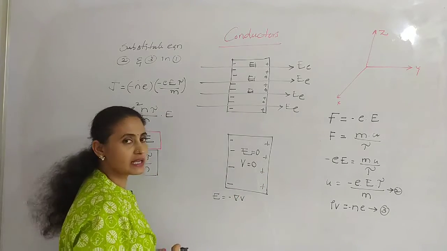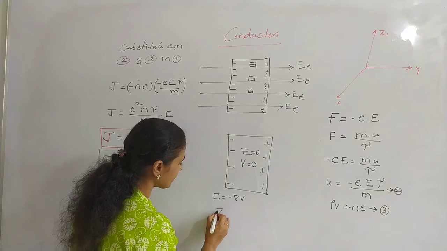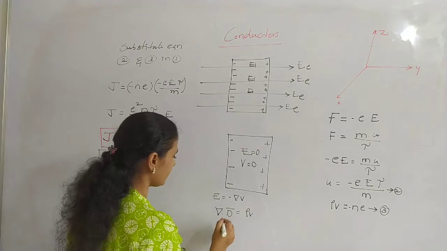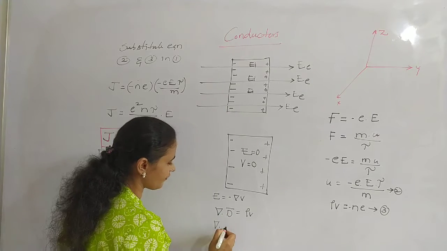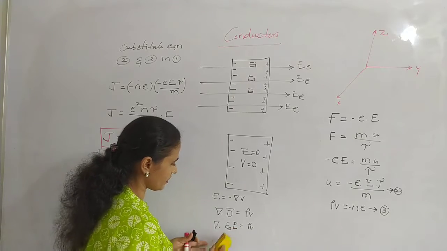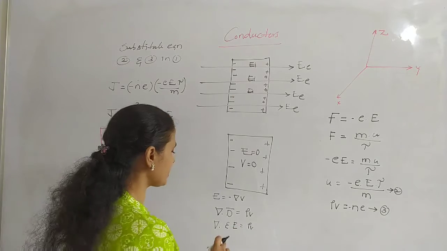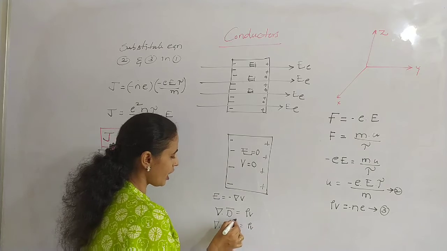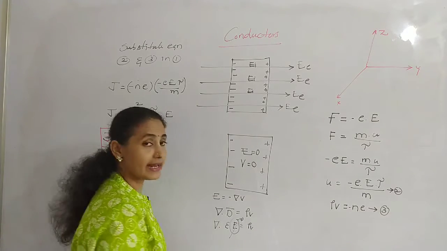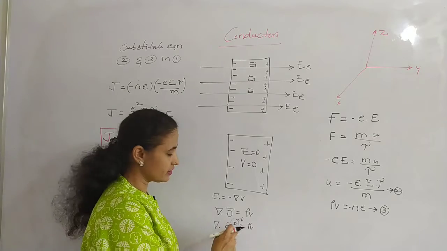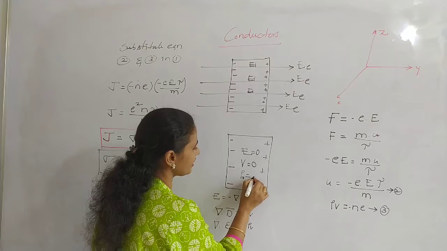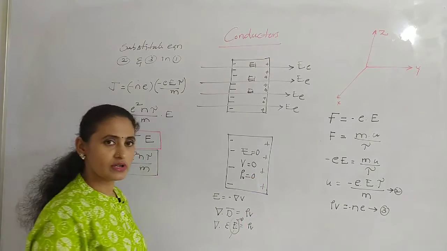And from Gauss law, we know that divergence of D is equal to rho v, the volume charge density. So divergence of D, I can write as epsilon naught times E, or since it is not free space, epsilon times E, equals rho v. Now, as E is 0, the electric field is 0 and epsilon is a constant, so the volume charge density within the conductor is also 0.